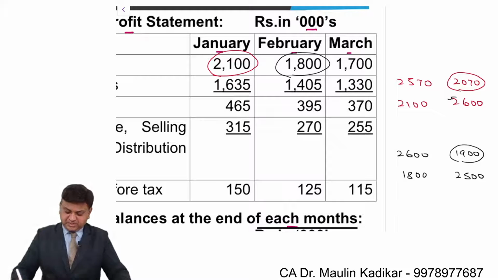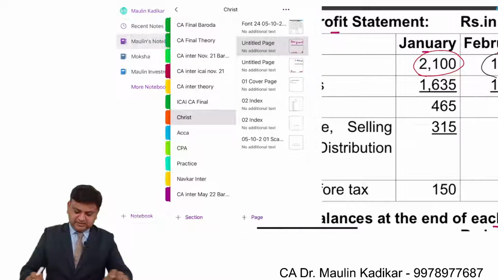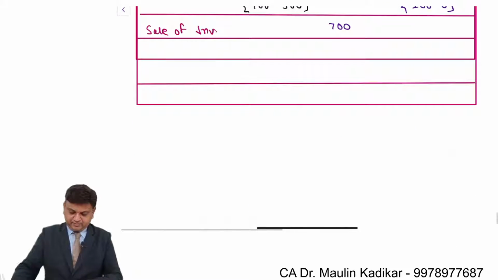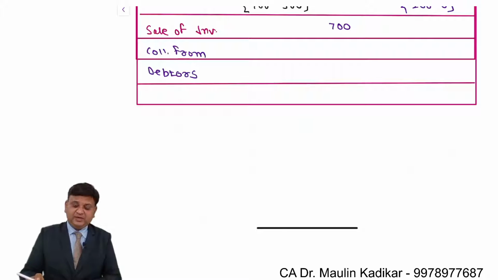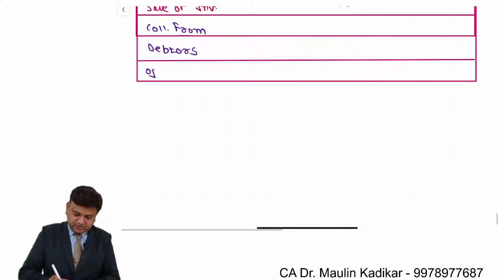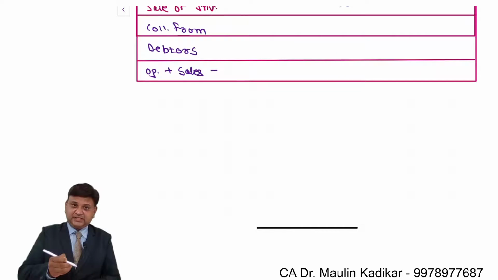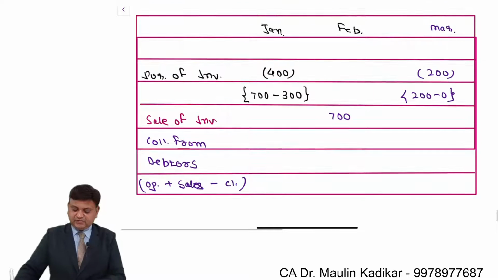So what would be the collection from debtors? For that we will have a simple working like this. Opening plus sales, that is the debit side total, minus closing, so we get the balancing figure on the credit side, that is the collection.